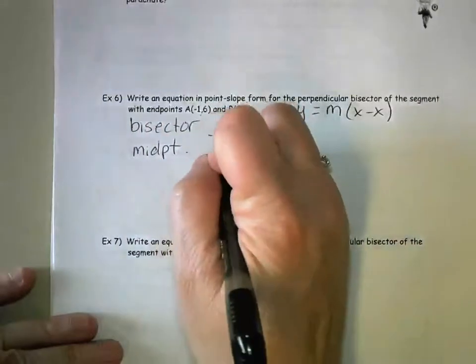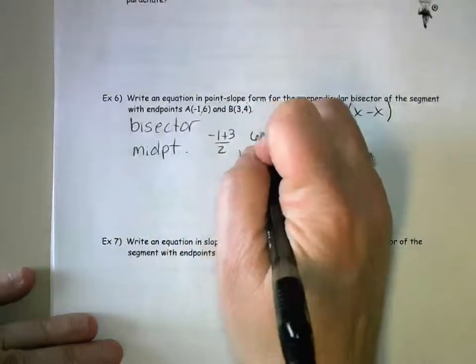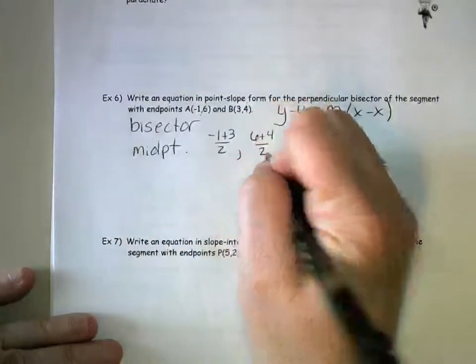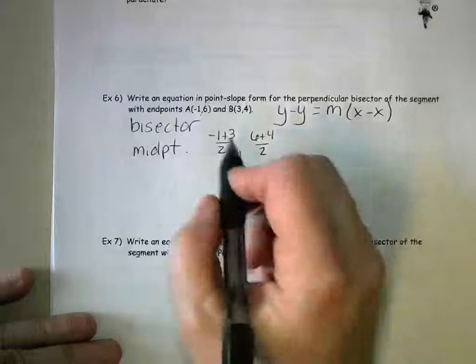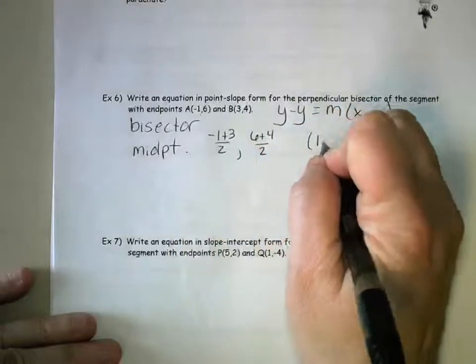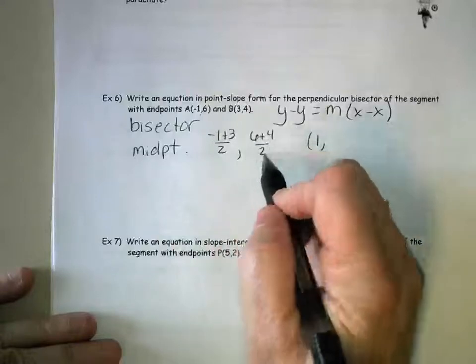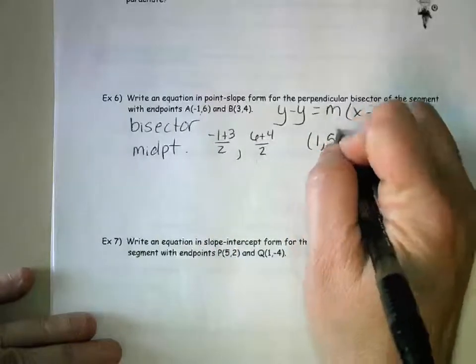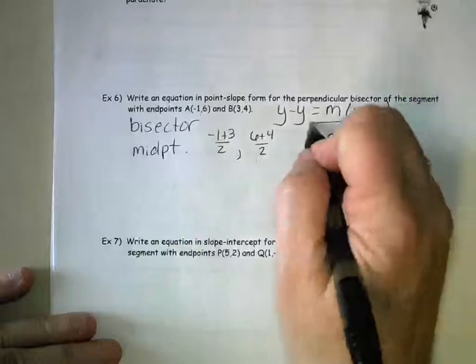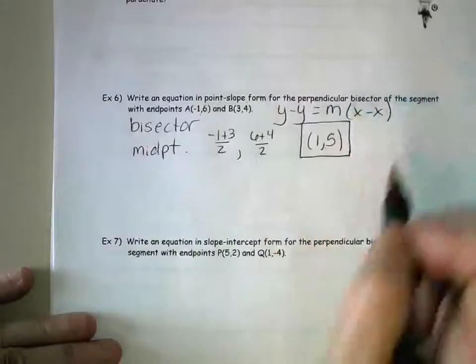So -1 plus 3 over 2 and 6 plus 4 over 2. -1 plus 3 is 2, divided by 2 is 1, and 6 plus 4 is 10, divided by 2 is 5. So this is our midpoint that we're going to put in here.